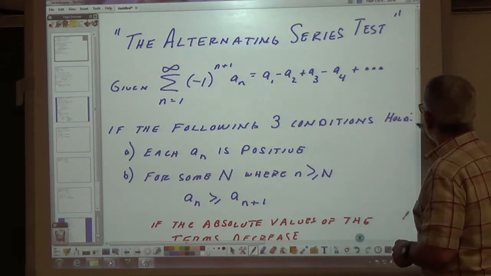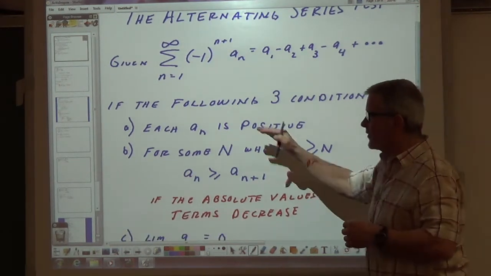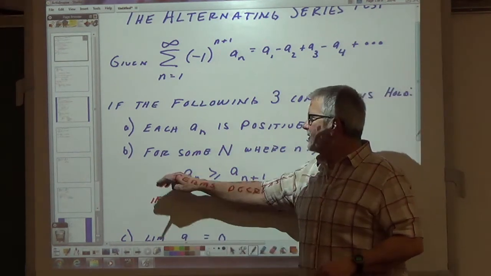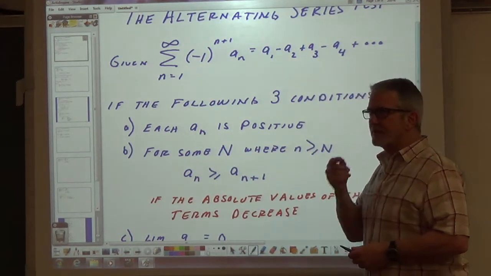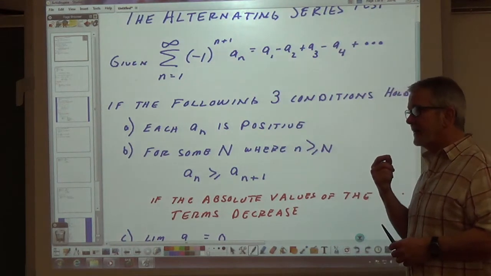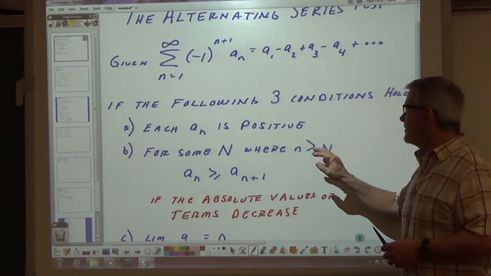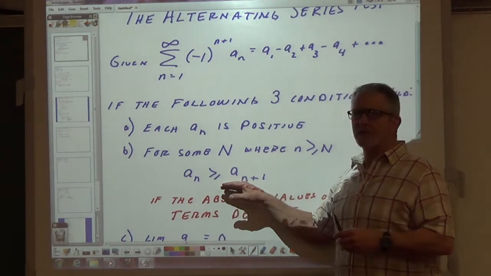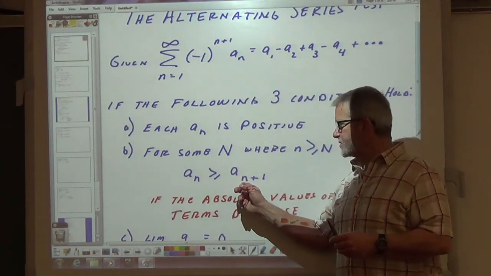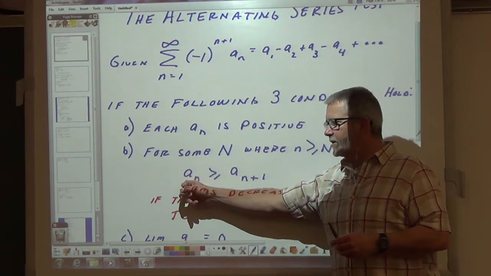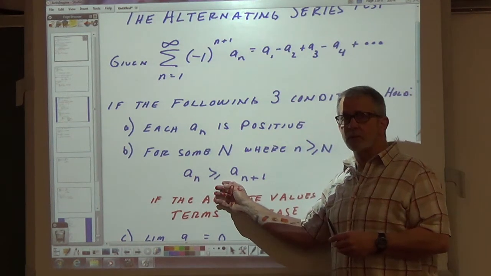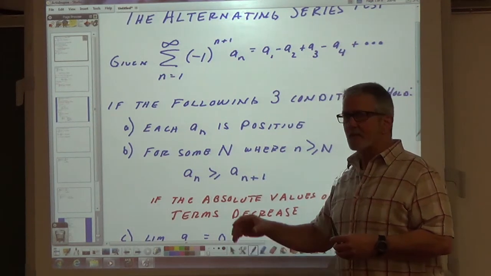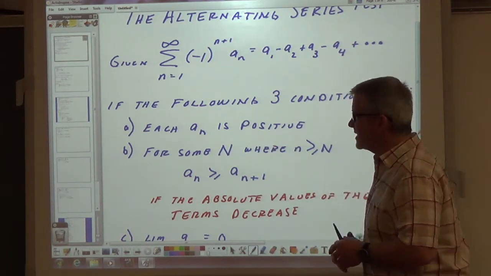More importantly, or as important, because all three of these conditions have to hold: for some integer, there has to be an n greater than or equal to that integer where the terms begin to decrease, or the next term is smaller than or equal to the previous term. The positive terms must decrease.